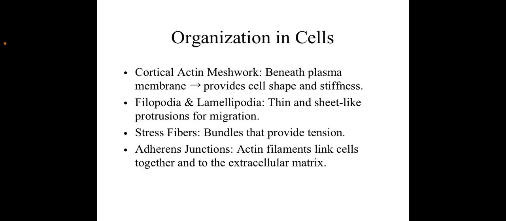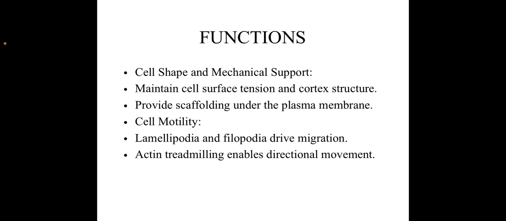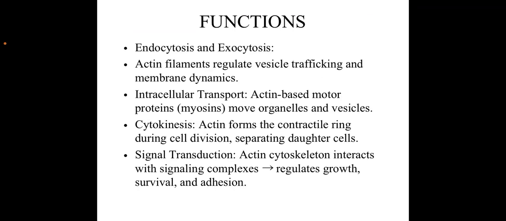If we talk about the organization in cells, a cortical actin meshwork is formed beneath the plasma membrane that provides cell shape and stiffness. Filopodia and lamellipodia are thin and sheet-like protrusions for migration. Stress fibers are bundles that provide tension. In adherens junctions, actin filaments link cells together and to the extracellular matrix. If we talk about their function, they provide cell shape and mechanical support, maintain cell surface tension and cortex structure, provide scaffolding under the plasma membrane, and provide cell motility with the help of filopodia and lamellipodia. Actin treadmilling enables directional movements, and in endocytosis, actin filaments regulate vesicle trafficking and membrane dynamics.